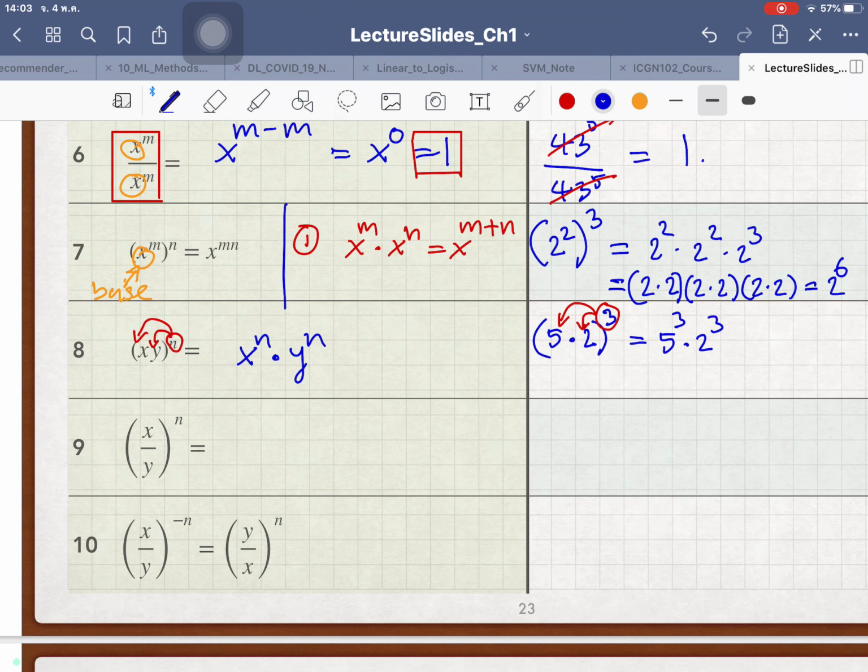The next rule is very similar, but it is the case of division. Again, you can give this power to every term inside the parentheses. So the result will give you x to the power n divided by y to the power n. If you have 2 over 5, and then you put the power 3, this will give you 2 to the power 3 over 5 to the power 3. You can give this power to every term inside the parentheses.